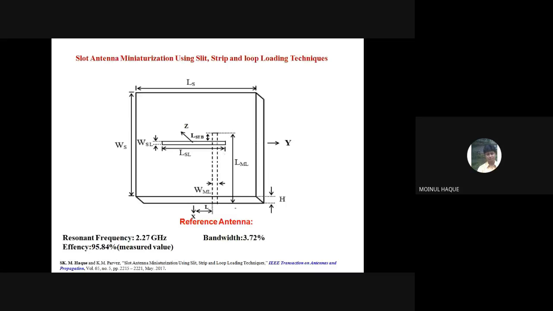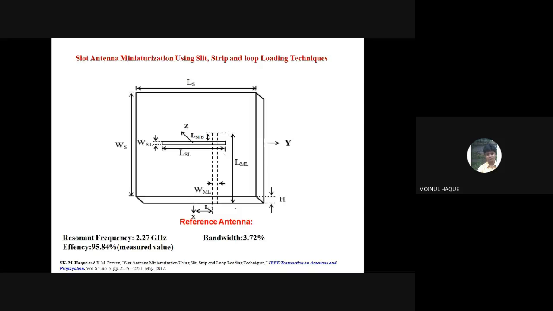This is one of the antennas designed by one of my research scholars. Instead of taking the CPW feed, here we have used the microstrip feed. The slot length is taken as 20 millimeters, and the substrate used is RT/duroid 6010 LM. It is a very costly material.